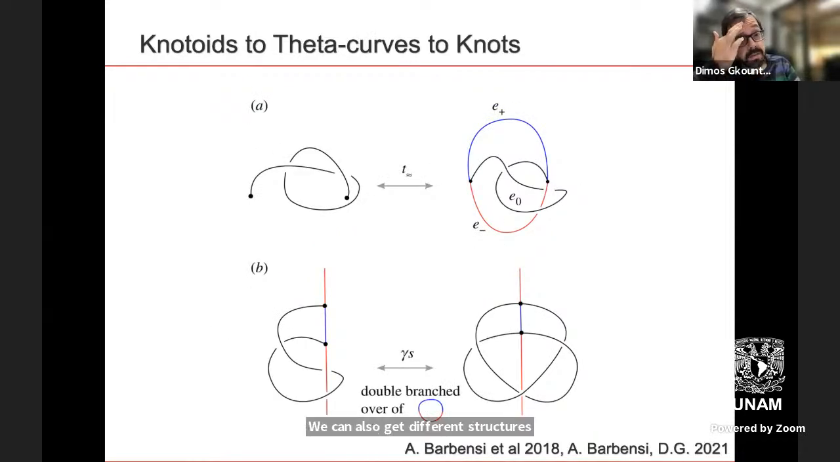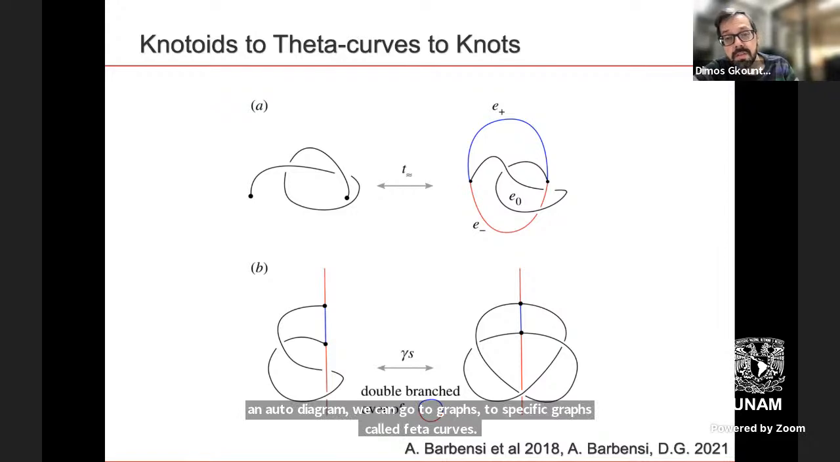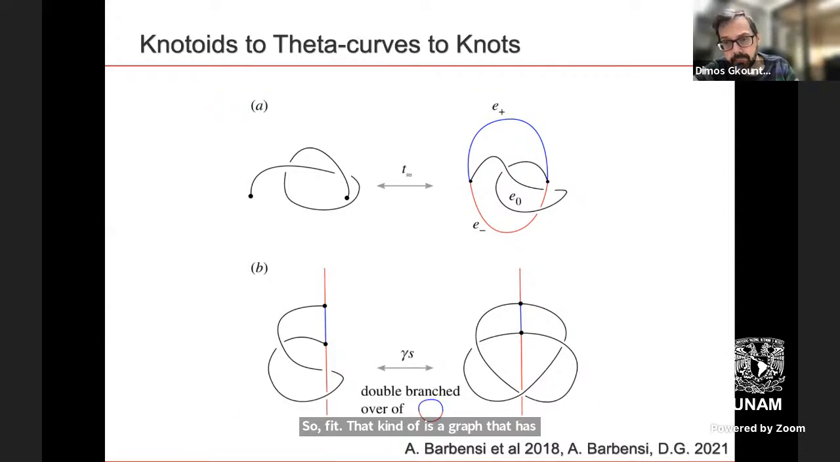We can go to graphs, to specific graphs called theta curves. A theta curve is a graph that has two vertices and three edges. We can go from a knottoid to a theta curve by introducing two arcs that connect the endpoints. One goes over, one goes under, and we have the knottoid that has been, you see now that this endpoint has been pushed a bit up here.